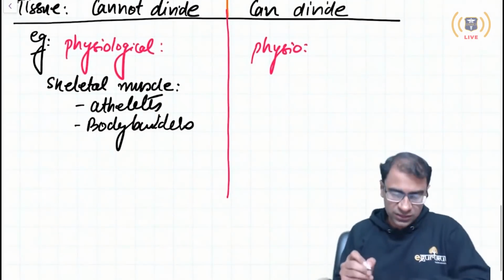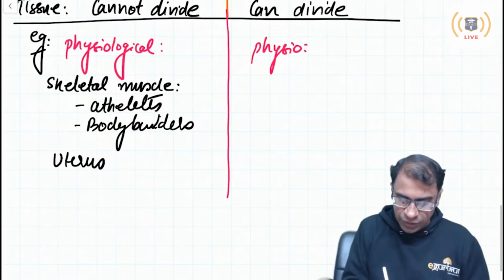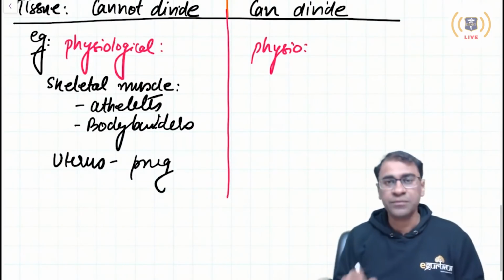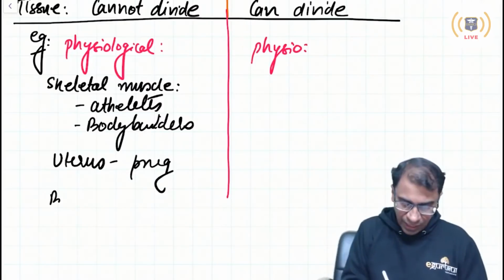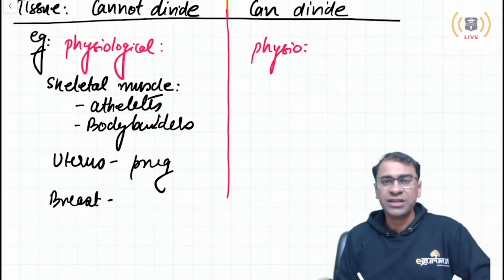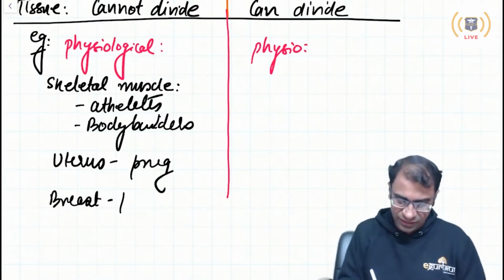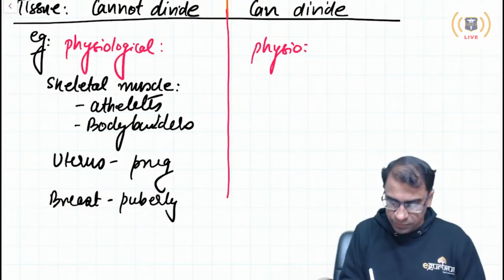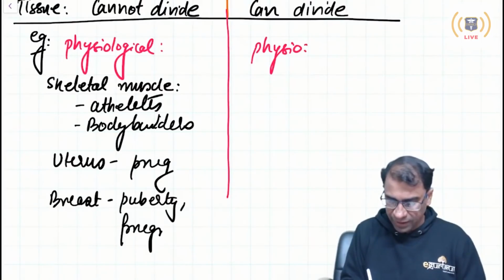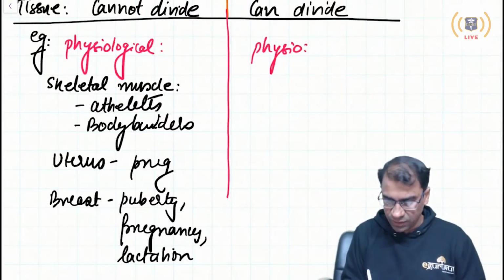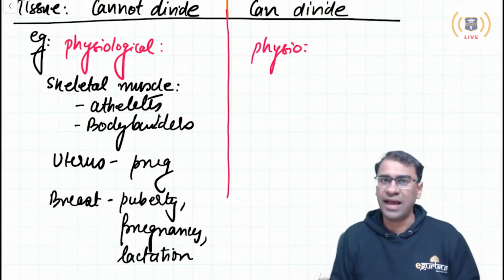Okay. Next one is uterus. Uterus in pregnancy. And breast. Breast in puberty, pregnancy, and lactation.